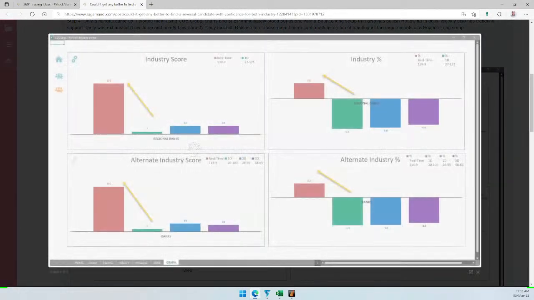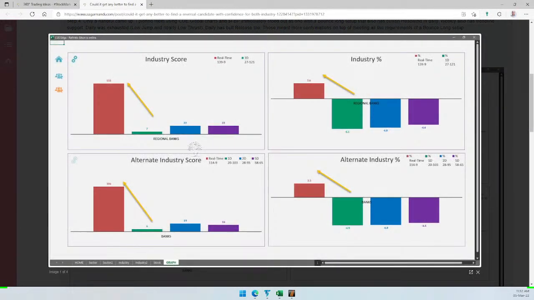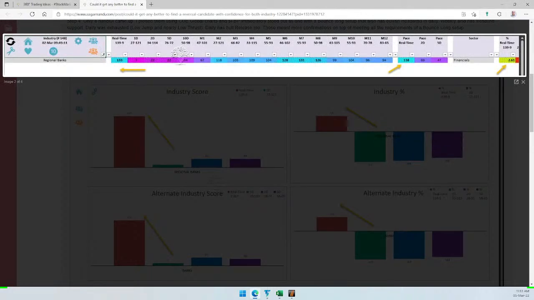Look at the analysis again. Regional banks, industry, high acceleration. The relative score jumped up from 7 to 133. The industry was up as well. And from the scorecard, you can see the relative strength and acceleration. Now see the similarity.